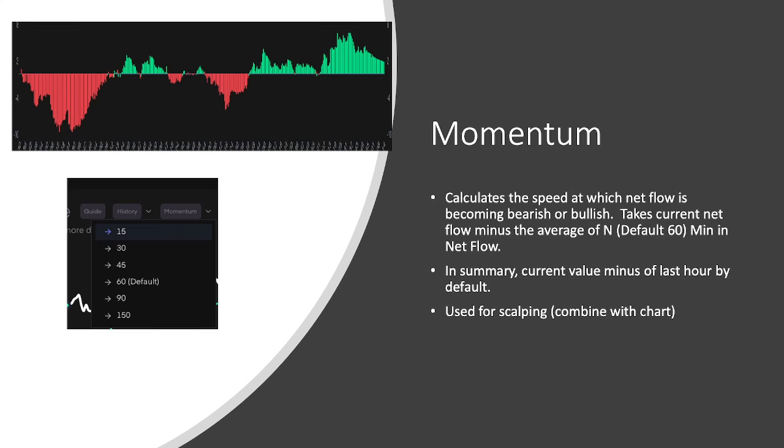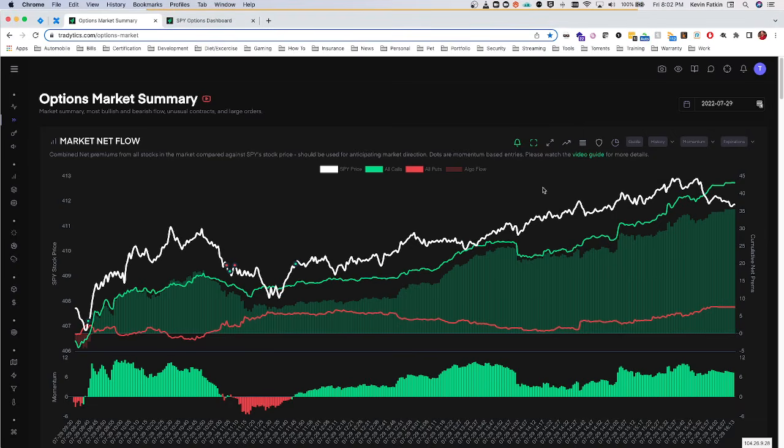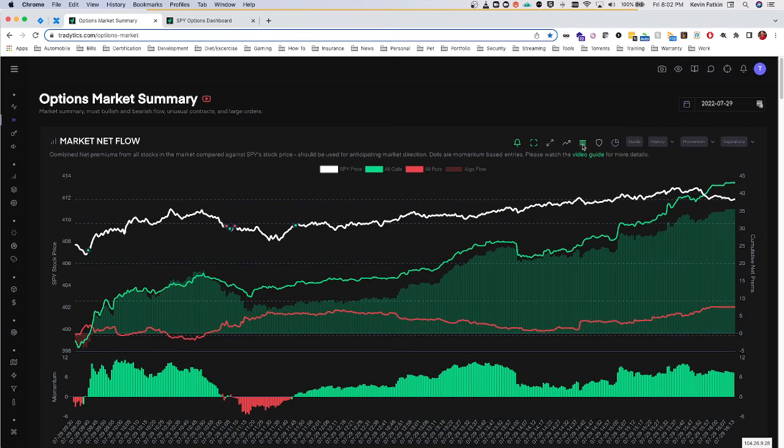So now that we've talked about most of the main components here, I want to talk about some extra features that Market Net Flow gives us. One of those really nice features is support and resistance, and it can also plot gamma exposure for us. Up here, we can click this hamburger icon, these line icons, and this will plot algorithmic support and resistance for us.